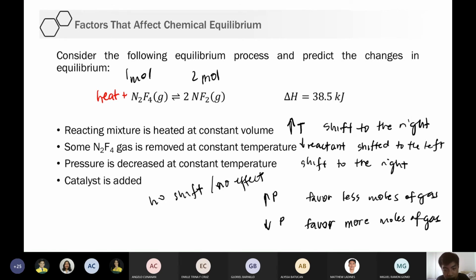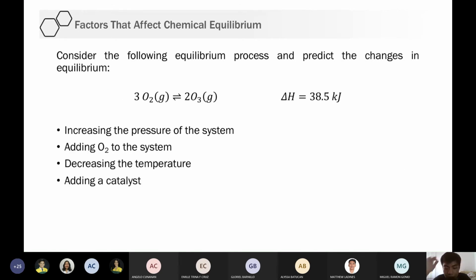Okay. Let's work with the last item here. Ayan. Consider this equation. Delta H is, okay, may mali sa delta H. That is actually 284 kilojoules positive. Positive pa rin yung kilojoules natin dito.